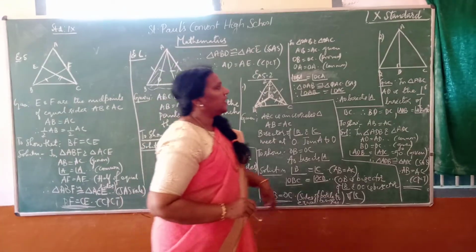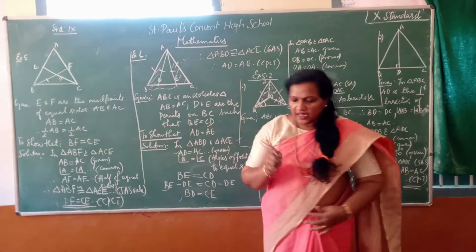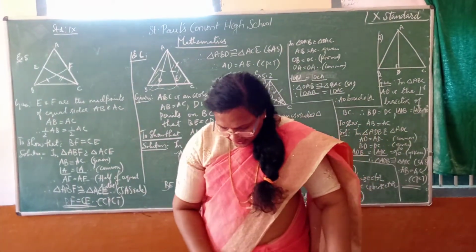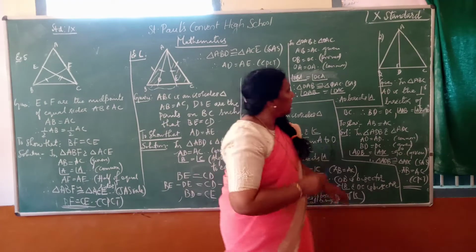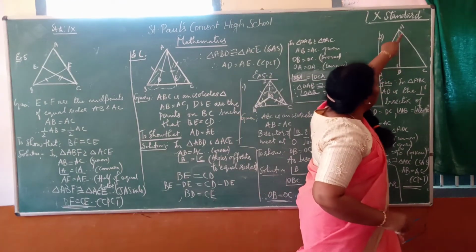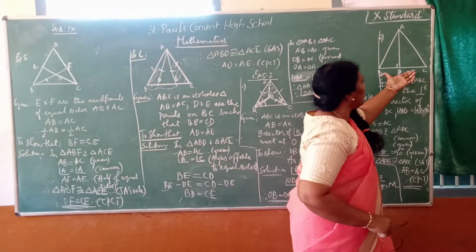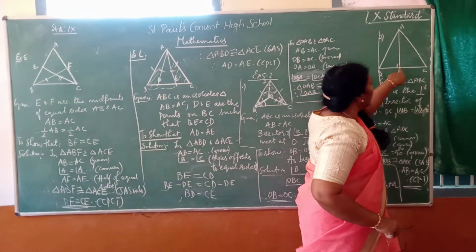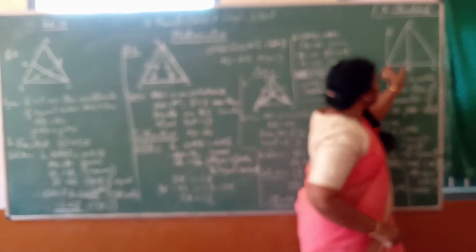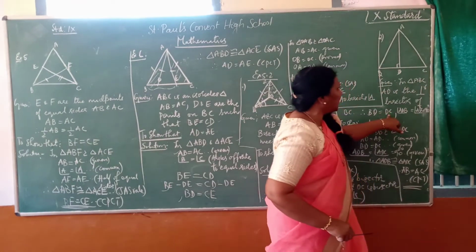Coming to the second problem of the exercise, what does it say? In triangle ABC, AD is the perpendicular bisector of BC. When AD is the perpendicular bisector of BC, it is understood that BD is equal to DC.